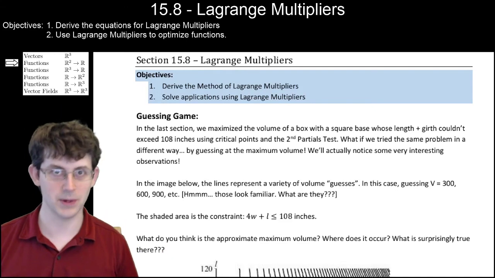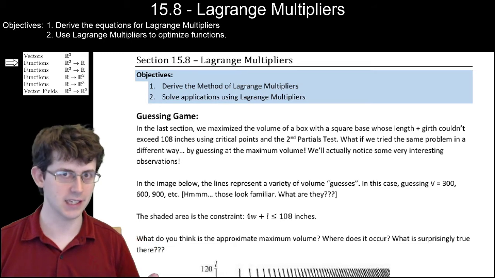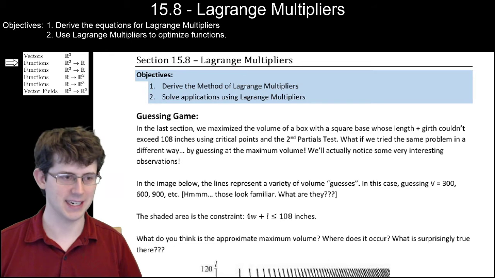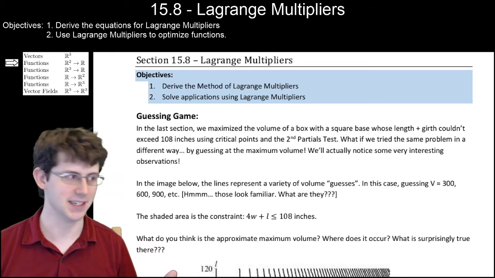This is section 15.8, Lagrange Multipliers. I think Lagrange Multipliers are the sweetest thing in this class. They're not necessarily the most useful thing in this class, but they just kind of feel magical when you do them, and so I'm really excited about this section.